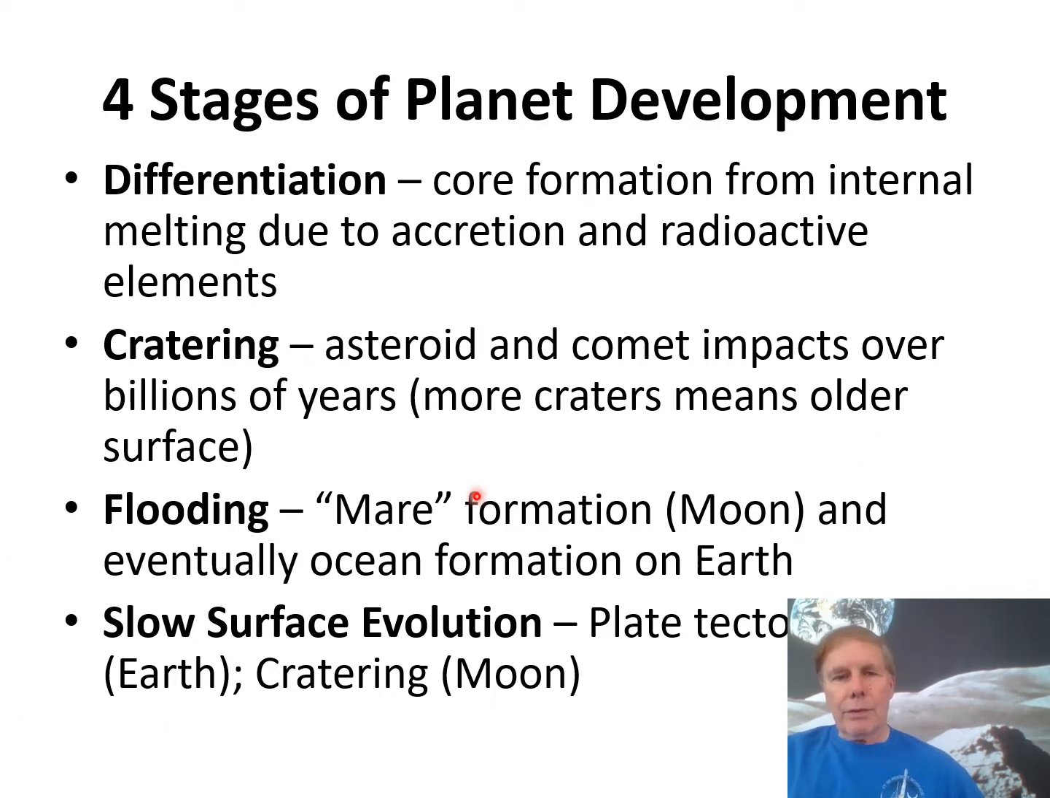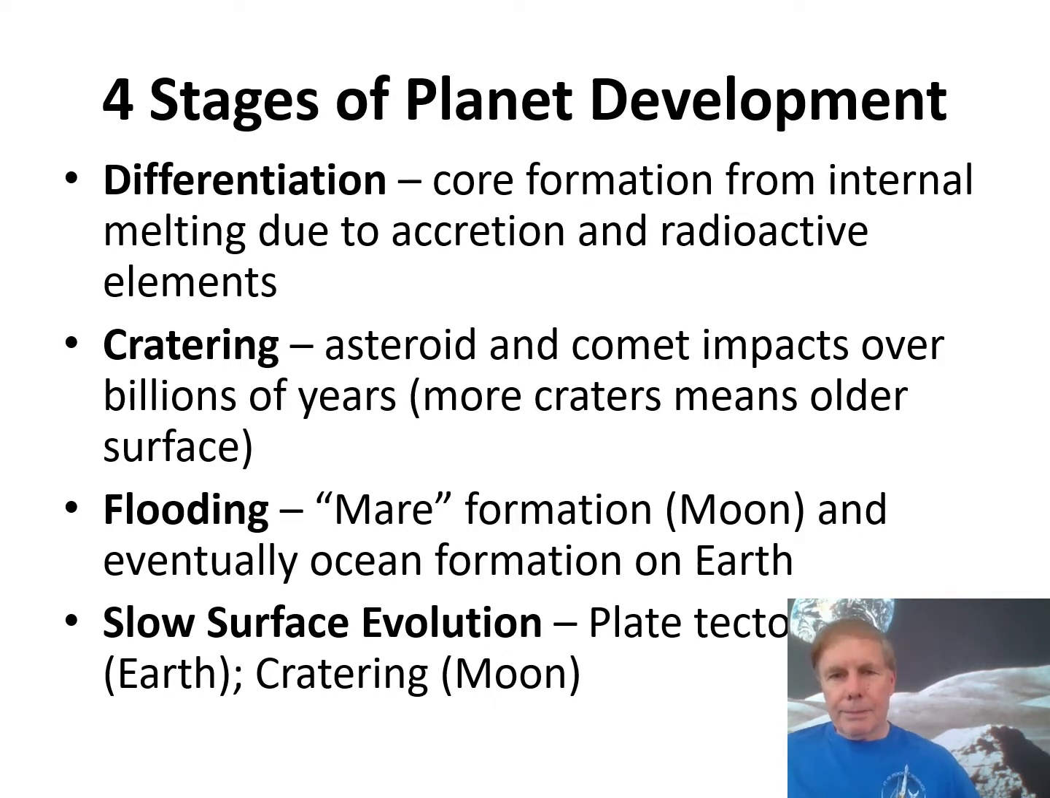Flooding, this refers to volcanism on the moon, Mare flooding. The Mares are the dark areas on the moon. And they're all over the front side of the moon. They're sparser on the back side. There was volcanic flooding on the Earth, and he also includes ocean flooding on the Earth as well. Slow surface evolution, that's what we've been putting up with for billions of years on both of these planets.